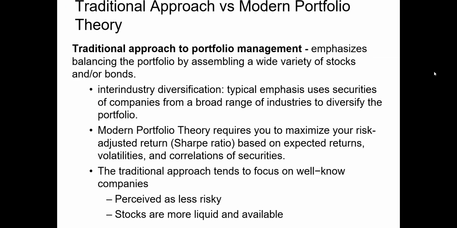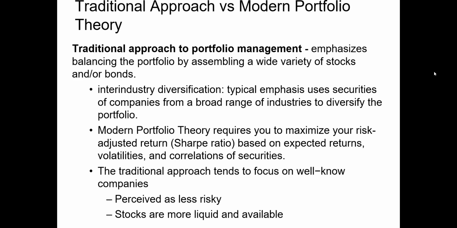Now, the reason I'm reminding you of how to calculate correlation and covariance is because we'll use these formulas to optimize a portfolio using what's called the modern portfolio theory. But let's talk about the difference between the traditional investing approach and the modern portfolio theory approach. With the traditional approach to portfolio management, the goal is to identify securities that allow you to create a balanced portfolio across industries.